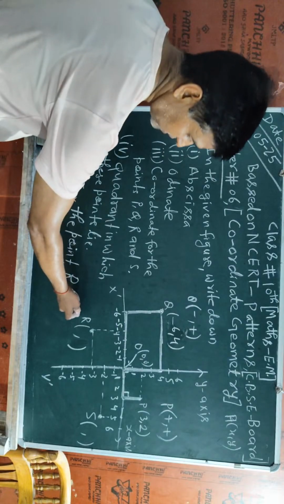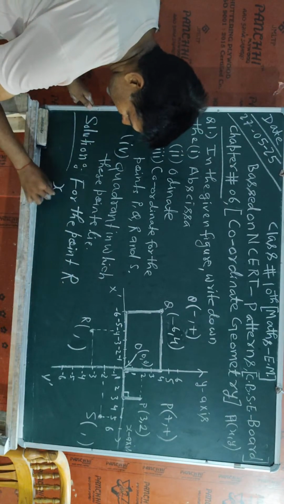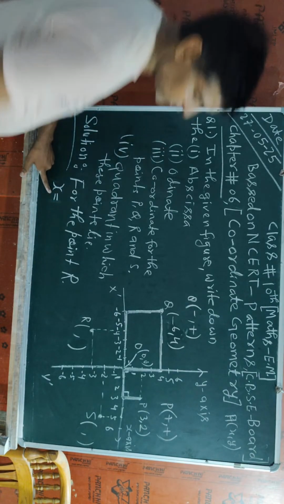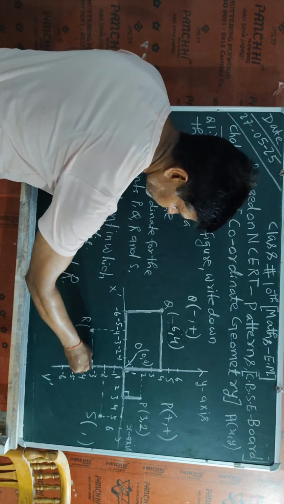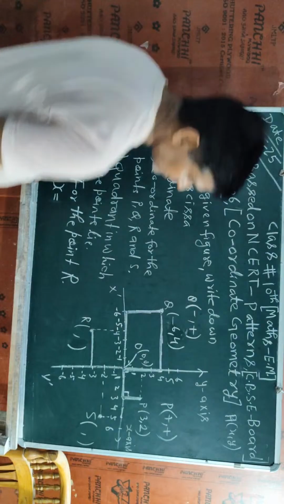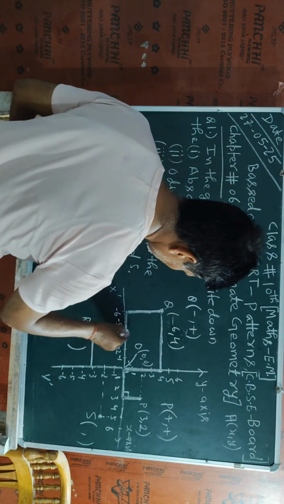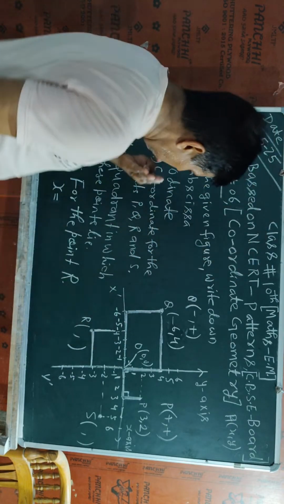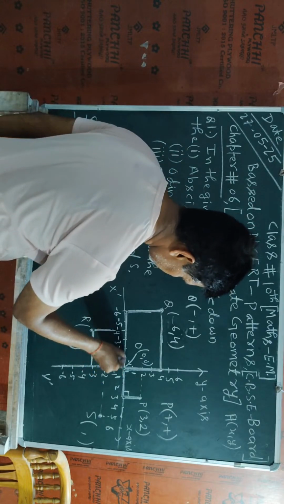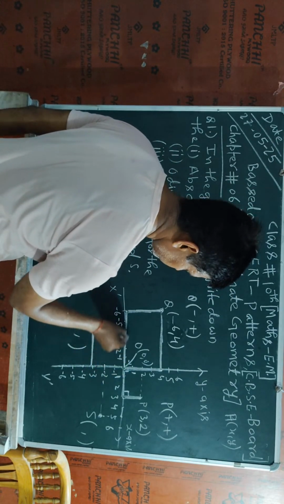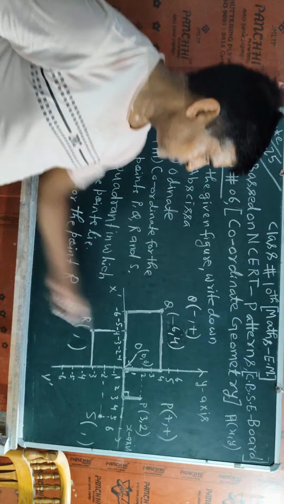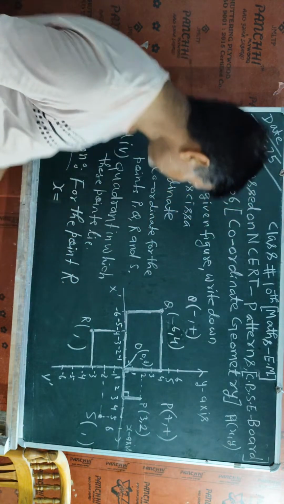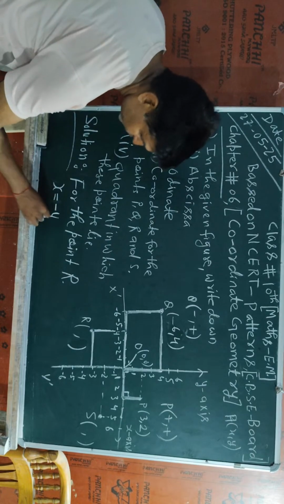Now for the point R, I have to write the abscissa value. The abscissa, the x coordinate, its value will be, from the point 3, I will take the perpendicular distance from the point -4. So the abscissa value will be -4. I will take the perpendicular distance from the y-axis, which will be 4 in length, but in sign convention I will write its value as -4.